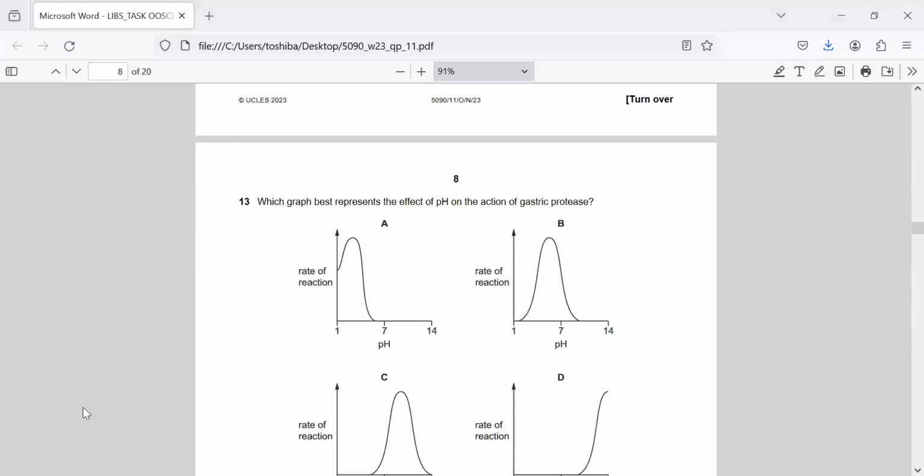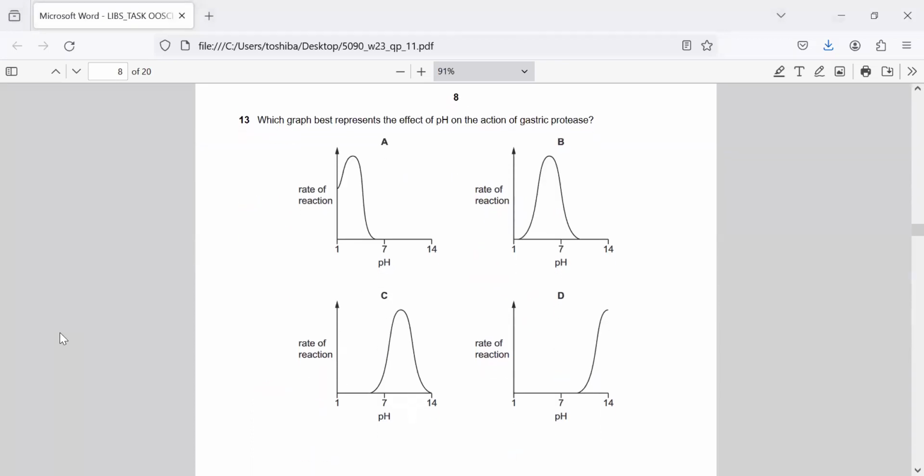And then this is question number 13. Which graph best represents the effect of pH on the action of gastric protease? So these are the graphs, and you have to identify the effect of pH on the action of gastric protease. So as you know, the stomach has a pH of 2.